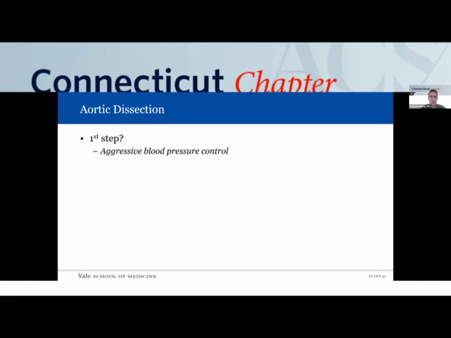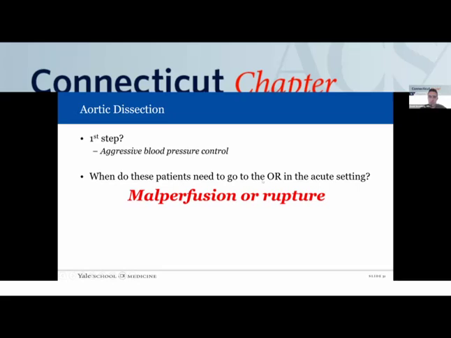Well, the first is aggressive blood pressure control. And then we need to decide if they need to go to the OR. So which of these patients need to go to the OR in the acute setting? Malperfusion or rupture. I've seen rupture twice for acute aortic dissections, and both of them did have connective tissue disease. Malperfusion is much more common than rupture.